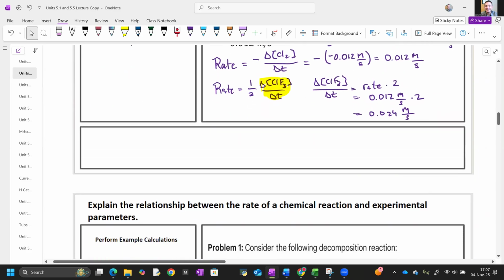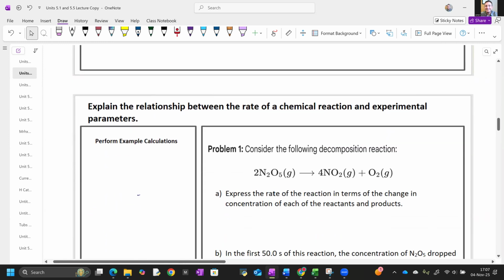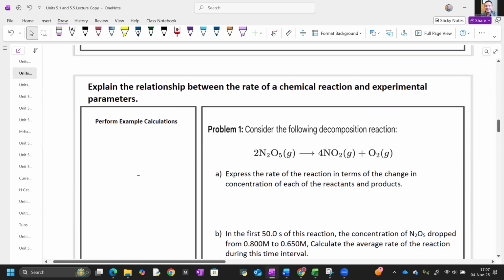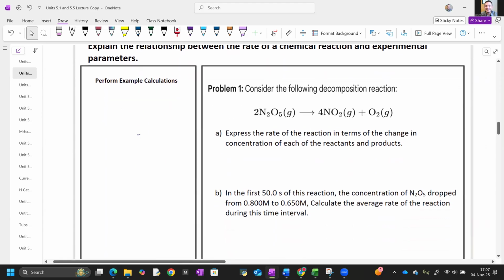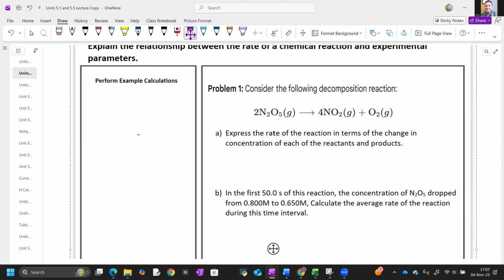All right, then the next part of our lecture is we're going to go over an example, and we have some of this in our worksheet as well. What we're supposed to do is consider the following decomposition reaction of N2O5 into NO2 and O2. And we're supposed to express the rate of the reaction in terms of the change of concentration of each of the reactants and products. And we can do that real easily because we're experts at this now.